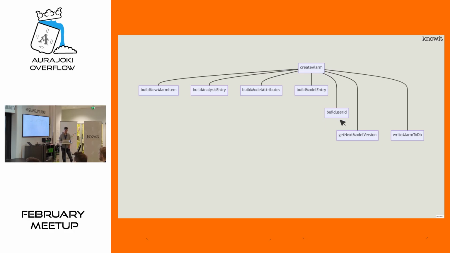Then we've got a bit of an odd one out, build user ID. It definitely is not on the same layer as these guys over here, but nonetheless is a function. You probably understand what that might be doing. And then we've got 2 functions which I've drawn on the lowest possible level. One for getting a next model version, and a final one for writing an alarm to DB. And these are clearly on a different kind of layer than those.